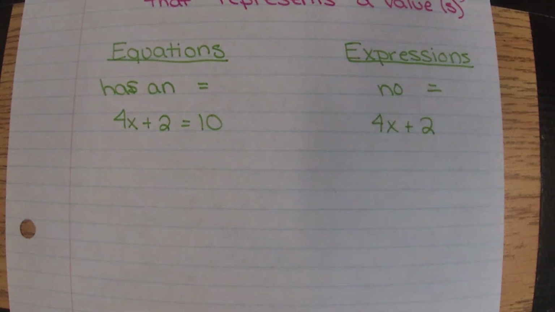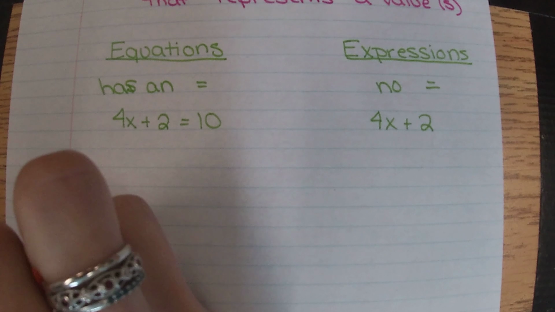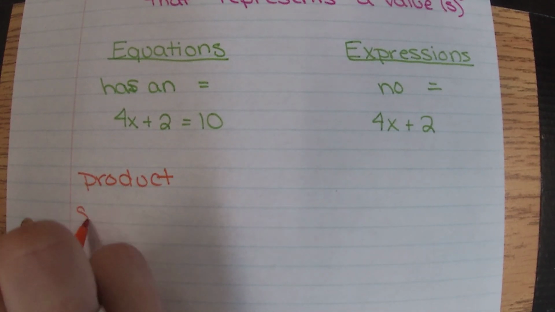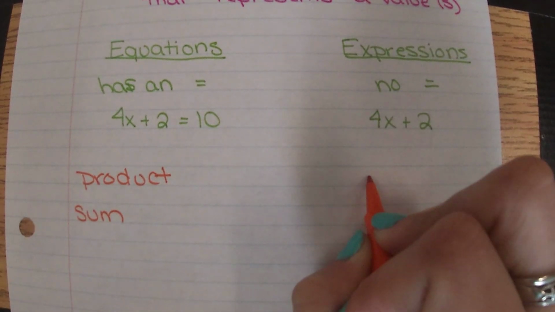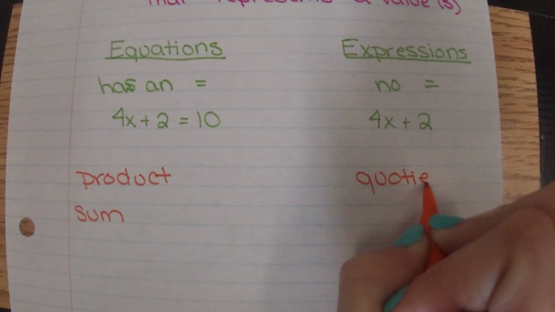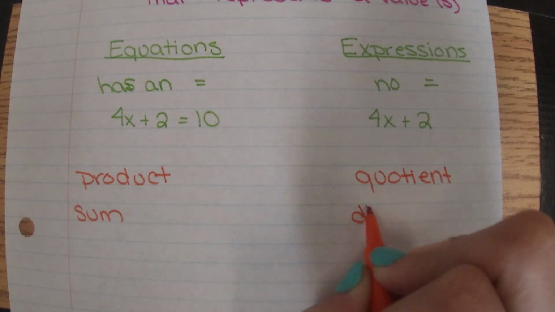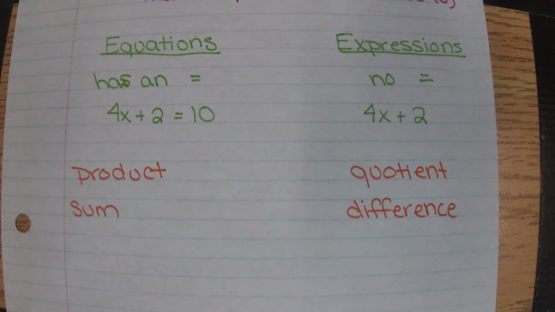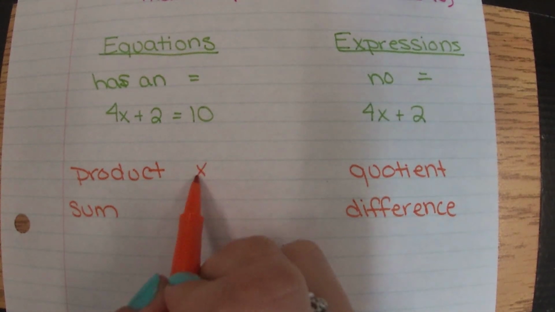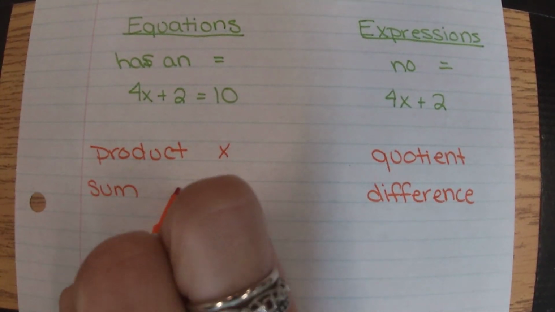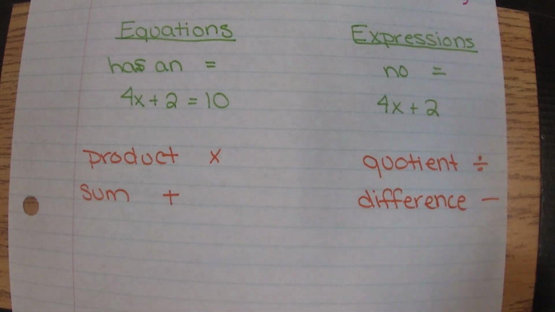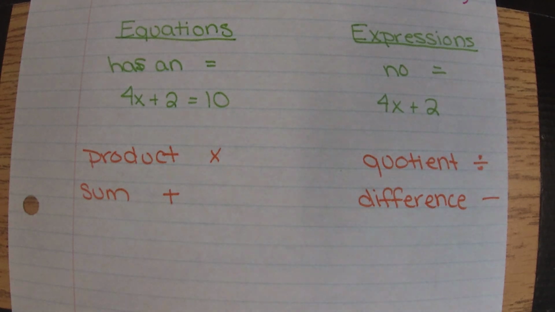Okay, we then have key words that we use to talk about these types of things, like product, sum, quotient, and difference. These are our main ones. So product is the answer of a multiplication problem. Sum is when we have addition. Quotient is division. And difference is subtraction.